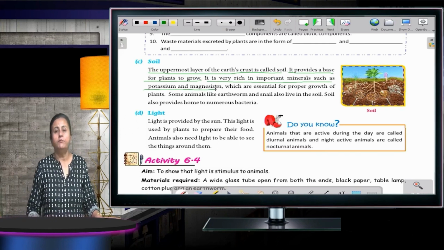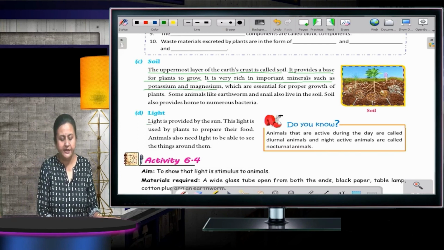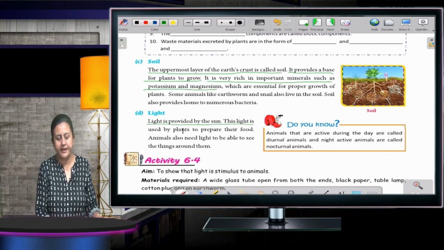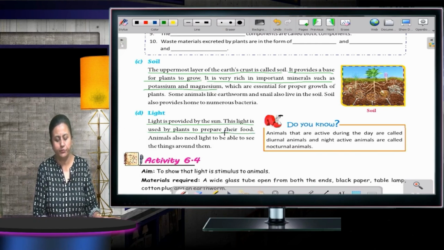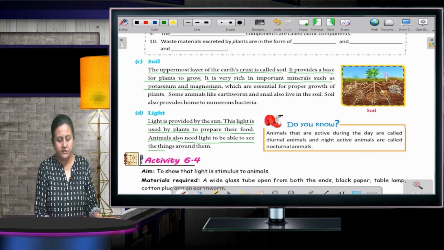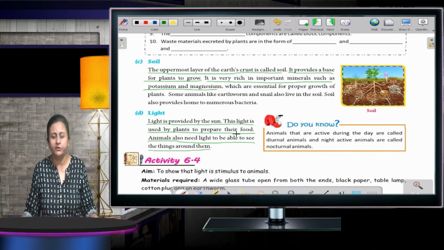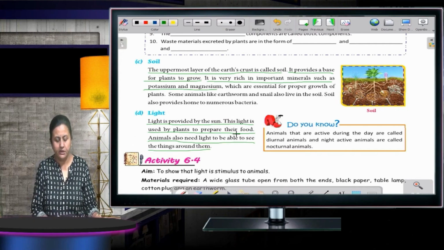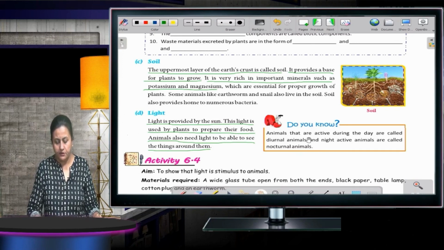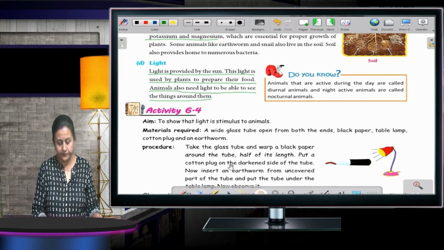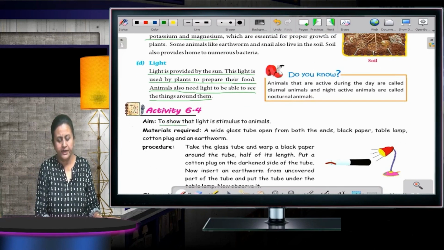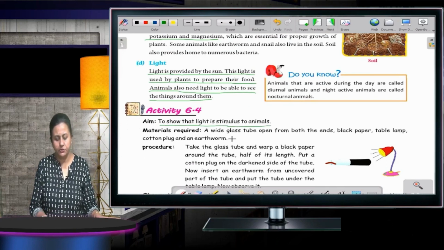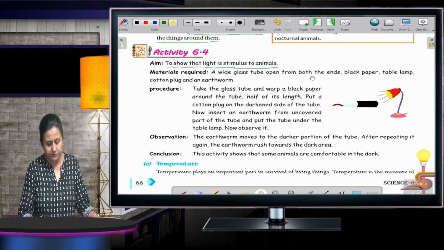Okay. Now, the next one is light. Light is provided by the sun. This light is used by plants to prepare their food. Animals also need light to be able to see the things around them. No light, you cannot see. So the sun is our main form of light. Now there are different activities which they have shown to show that light is a stimulus to animals. You can just go through them. There's nothing much to explain over here.